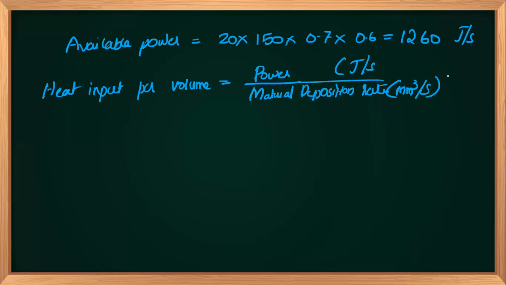But this is given as 10 joules per mm cube, right? So power we know, and what we want to find is the material deposition rate.